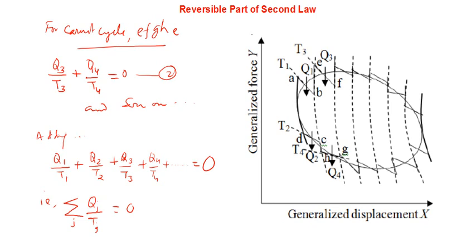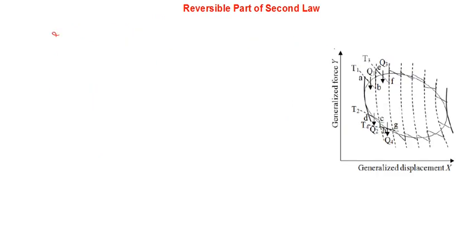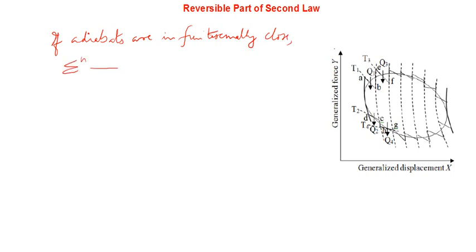So let me do that in the next step. If adiabats are infinitesimally close, then the summation can be replaced with the integration. That's the actual way.